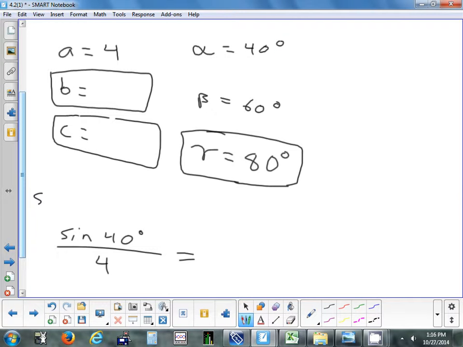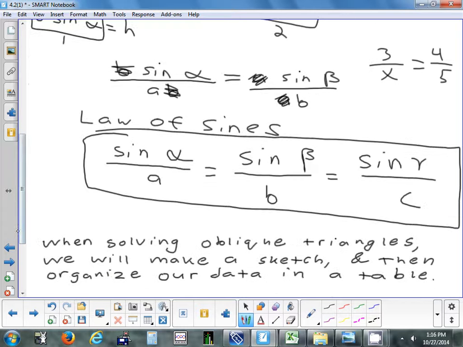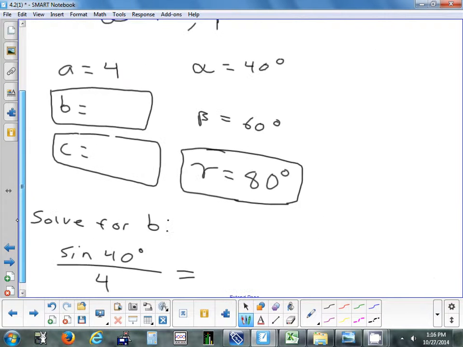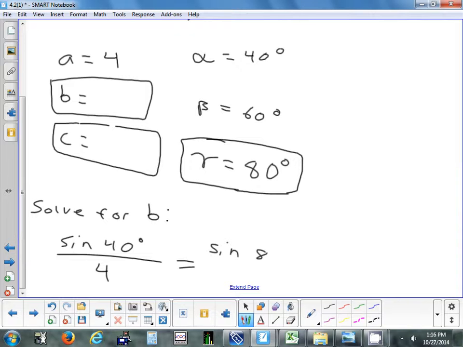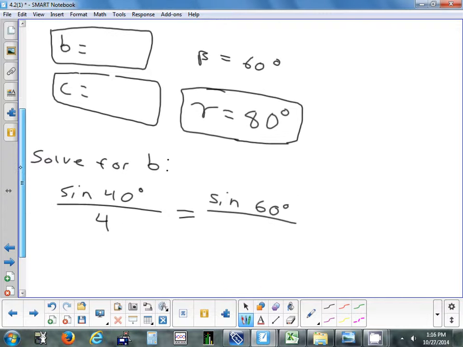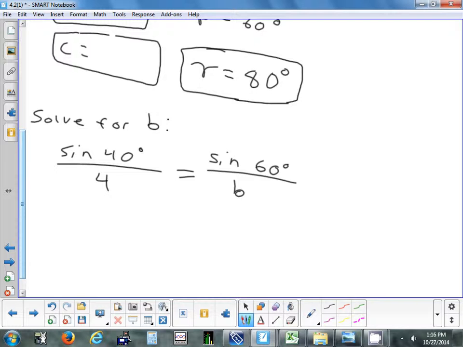Let's do B. So we're going to solve for B. If you're going to solve for B, you have to pick the part of the law that has B in it. That's the second part. So now we're going to write sine of beta divided by B. So in this case, sine of 60 over B. Every time you set up a law of sines problem, there should only be one letter in it. In the left-hand fraction, we have a number. In the right-hand fraction, a number on the top and one letter on the bottom.